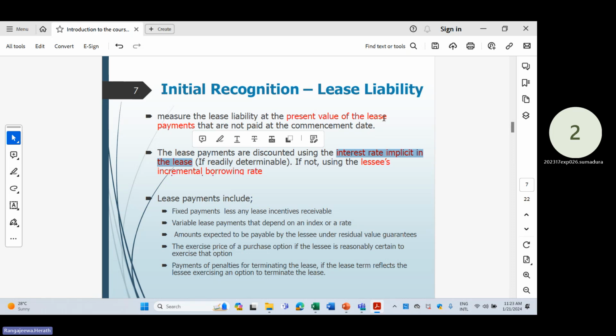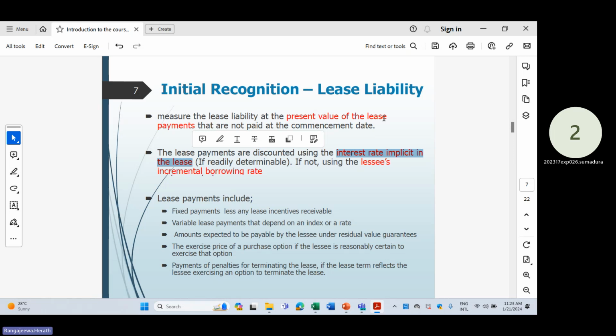Incremental borrowing rate: what interest you would pay if you took a new loan. You can use that rate. Whatever it is, it will be given. In your case, you should be given that. Practically, if the interest is there in the lease agreement, so if the lease implicit interest is there, you can use that. Otherwise, you can use the incremental borrowing rate.